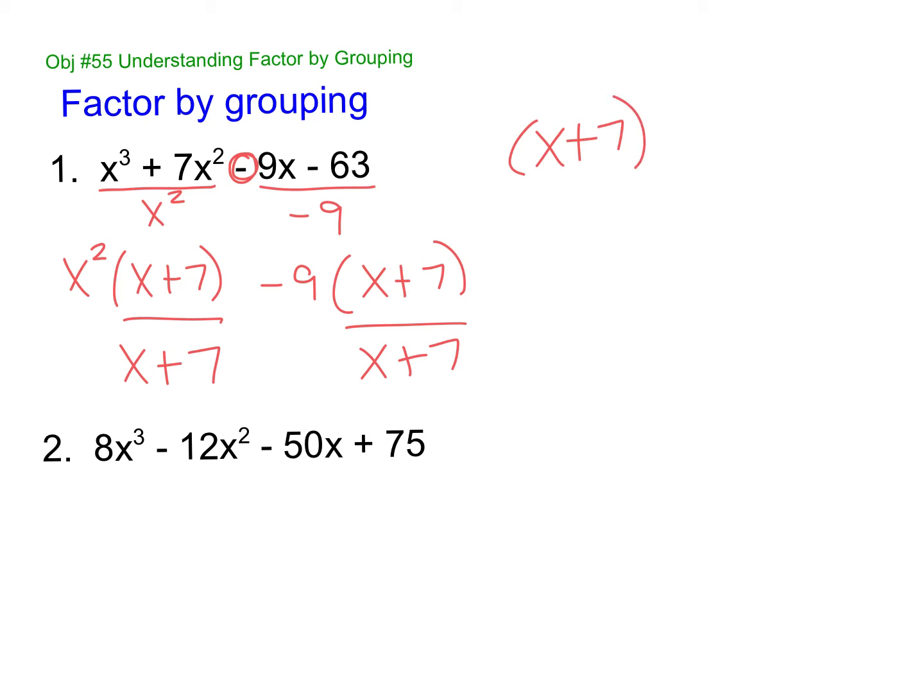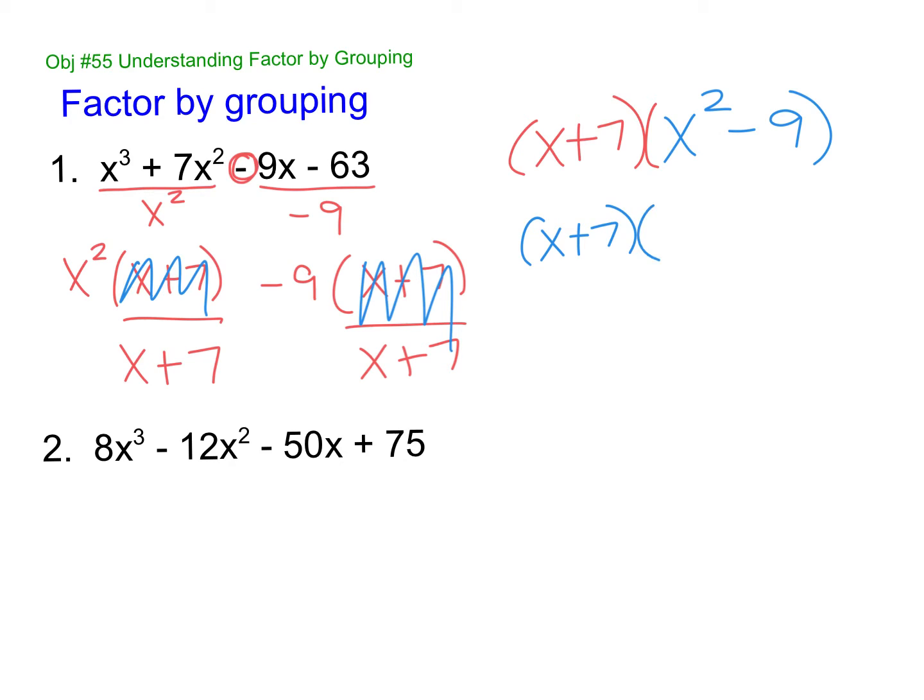So x plus 7 goes out front, and what are we left with? So that goes away, that goes away. So we're left with x squared minus 9. And then you need to ask yourself, can you factor x squared minus 9? You can, that's a DOTS. So our x plus 7 is just chilling in front. X squared minus 9 is a difference of two squares, perfect square subtraction. X times x, 3 times 3. One's a plus, one's a minus.